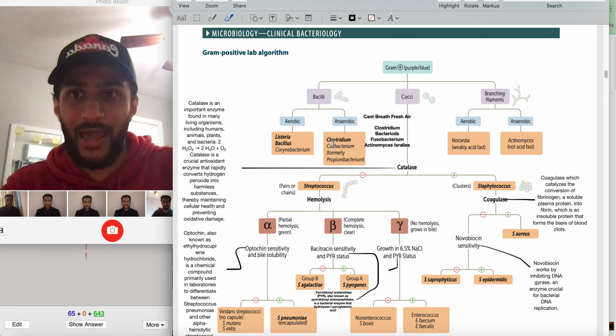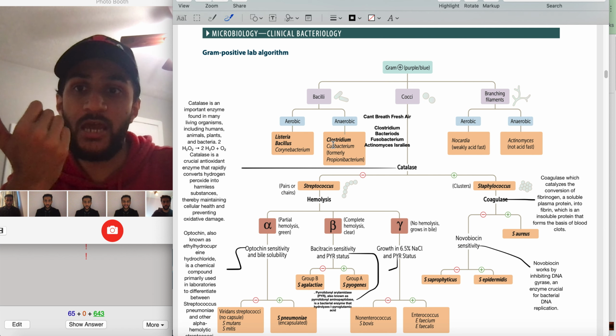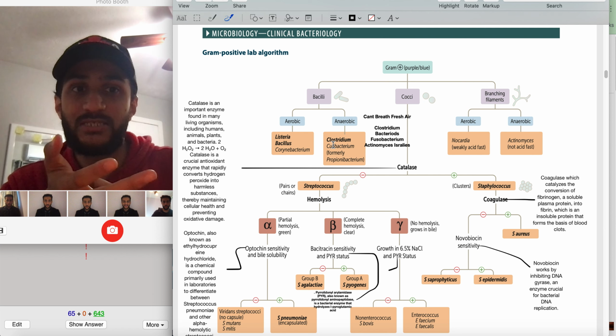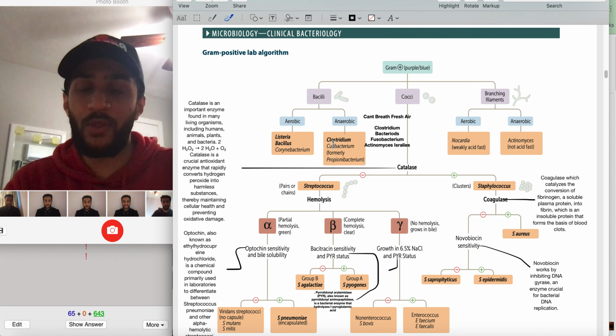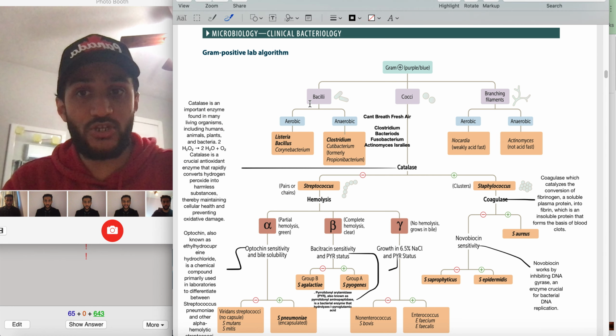I'm going to quickly recap that. So gram-positive organisms, we can just divide them into our bacilli, our cocci, and our filamentous branching filaments. And that's the way you want to branch it out and recall these really important bacteria for gram-positive.